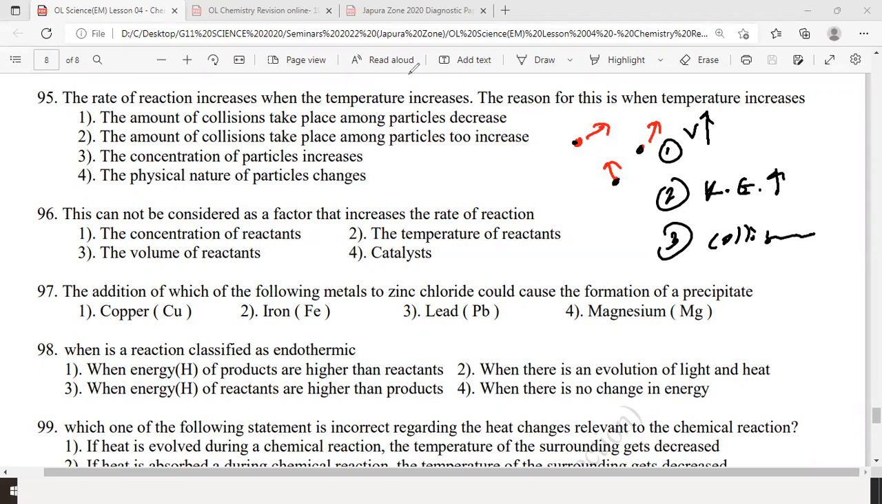Question number 95. The answer is second. Very good. Vilana correct. Imasha correct. Ravin correct. Lakindu, your answer is not 3. Concentration and temperature are two different things. By increasing the temperature, you can't change the concentration, unless you evaporate the solvent. Right? What is the answer? Question number 95, the answer is second. Those who got the answer before me, very good.